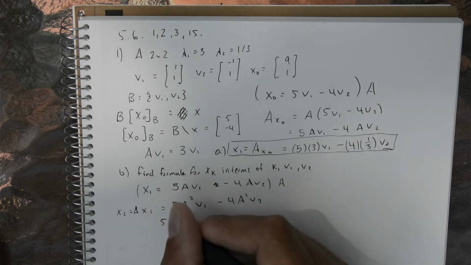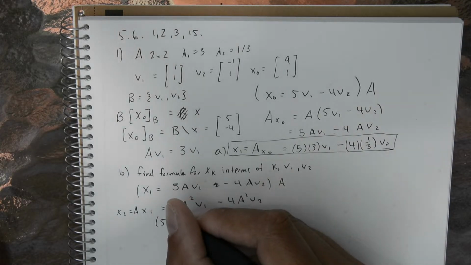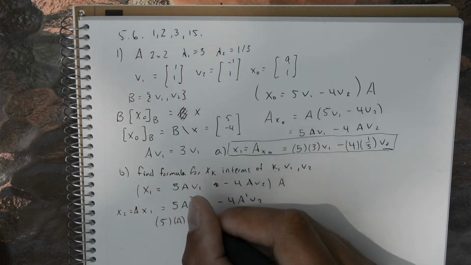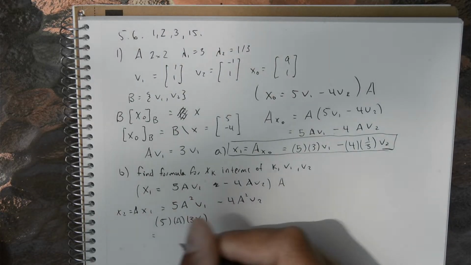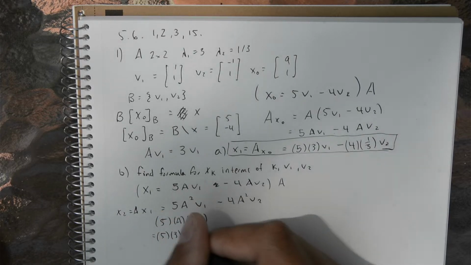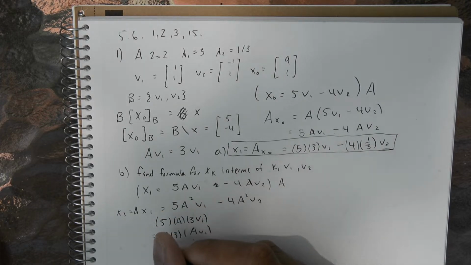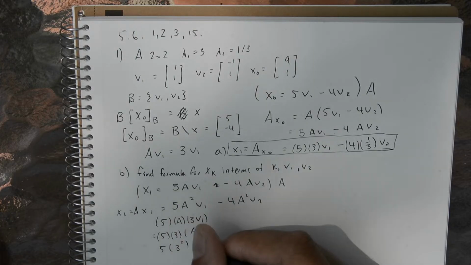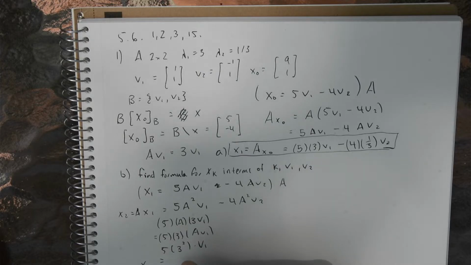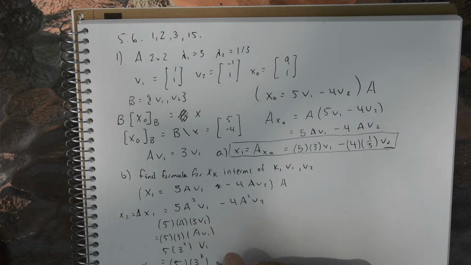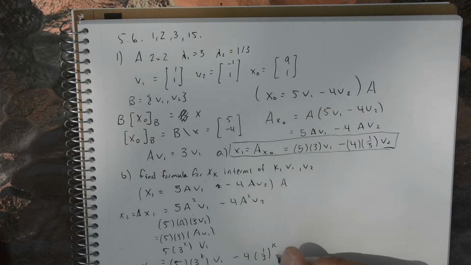That is equal to 5 times A times 3v1, and that's going to be equal to 5 times 3 times Av1, which is 5 times 3 squared v1. So what we're going to get is xk is equal to 5 times 3 to the k v1 minus 4 times 1/3 to the k v2.